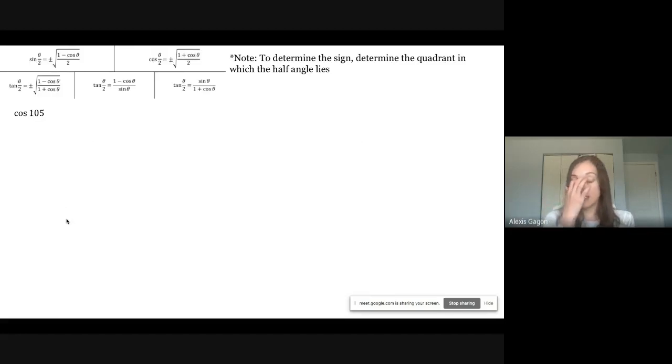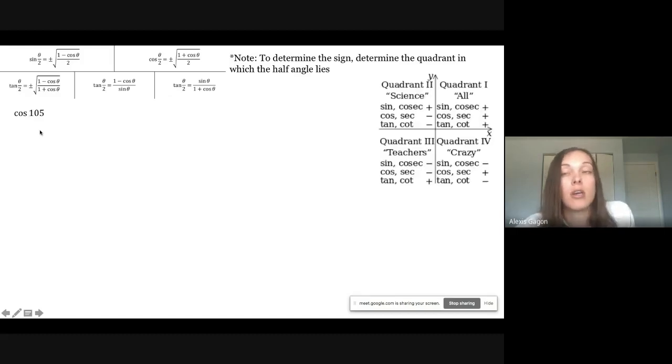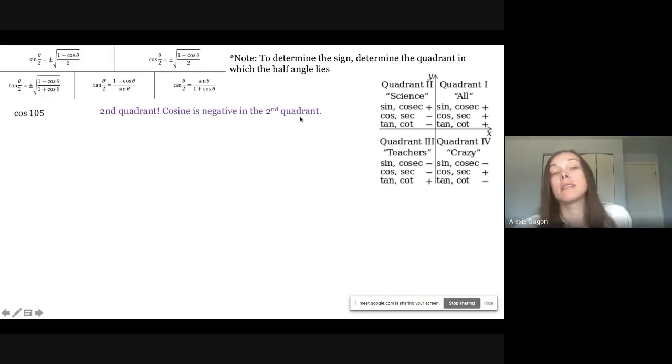So if we look at this, if we're finding cosine of 105, and the reason we're doing the half, you have to use this theta over 2, because 105 isn't on the unit circle. But before we double this, 105 is in the second quadrant, which means sine is positive there, so cosine is negative. So whatever our answer is, it's going to be negative. So when we're doing the plus and minus, it's just going to be the negative part of it.